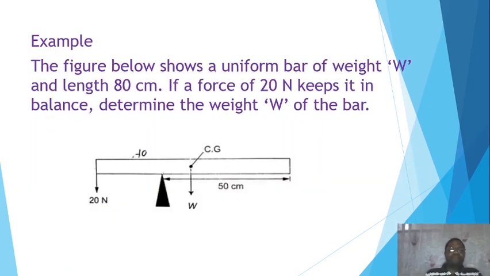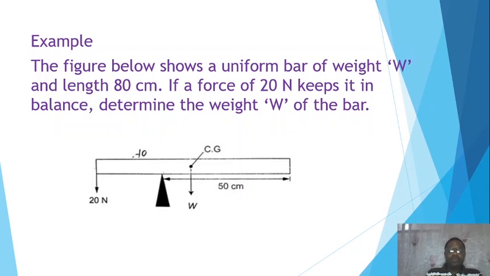Okay, example. We have an example on center of gravity here. Look at the figure below, it shows a uniform bar. The weight of the bar is denoted by W and the length is 80 centimeter. If a force of 20 Newton keeps it in equilibrium, you are to determine the weight of the bar. Firstly, you draw the diagram. You know that the weight acts at the center of gravity, which is at the middle of the beam, since it is a uniform bar.